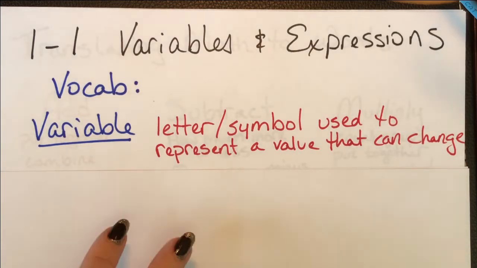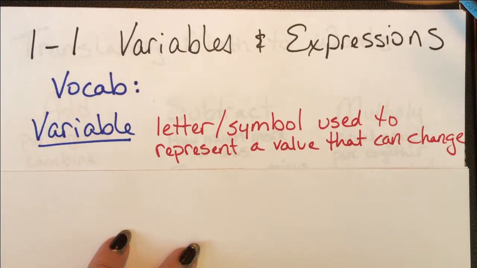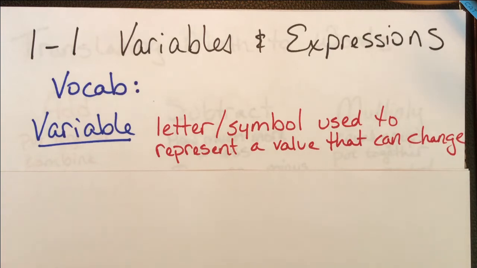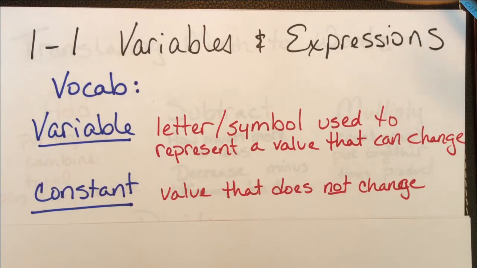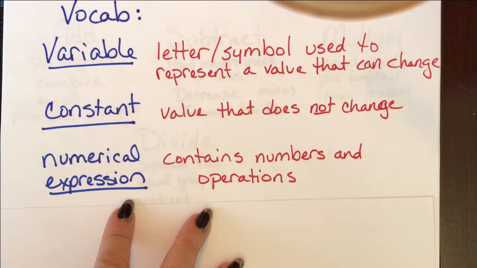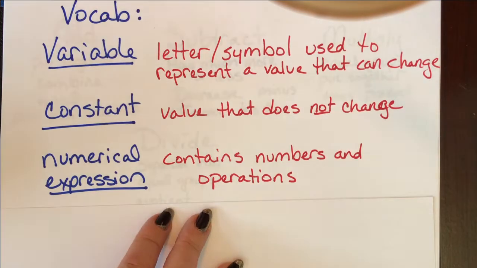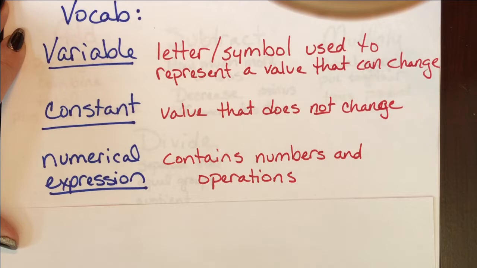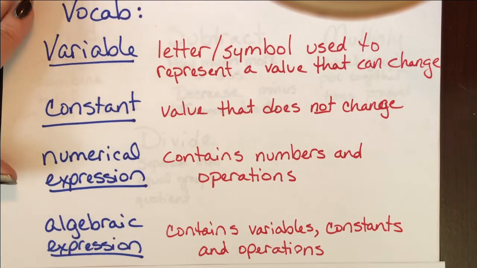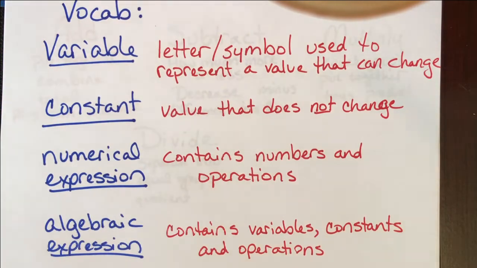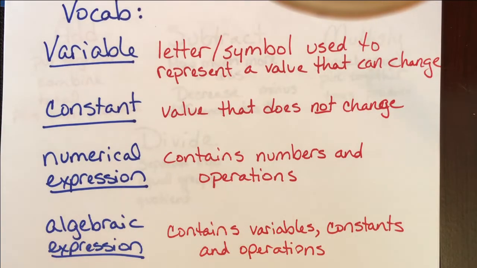So, a variable is a letter or a symbol that's used to represent a value that can change. This is X in every single algebra problem you've ever seen. Then we have constants, a value that does not change, also known as a number. Numerical expressions contain both numbers, which we call constants, and operations, where algebraic expressions contain variables, constants, and operations. So as soon as you stick a letter in one of these math sentences, then it's called an algebraic expression.